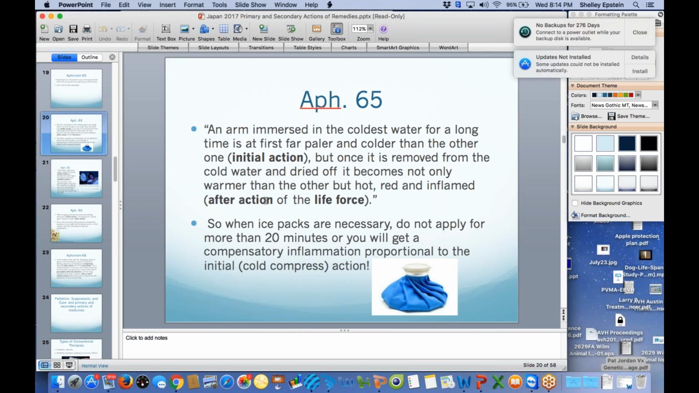So I remember learning this in vet school, and it seems to still apply. When ice packs are necessary, you don't want to put them on for more than 20 minutes, or you're going to get a compensatory inflammation proportional to the initial cold compress. So, for example, when we castrate male dogs, we'll put ice packs on there, especially on the bigger dogs where you know there's going to be a problem. But we only keep it on for maybe 10, 15 minutes because we don't want to get that effect that we didn't want to have, which is a big red, swollen, inflamed scrotum with fluid inside. Okay.